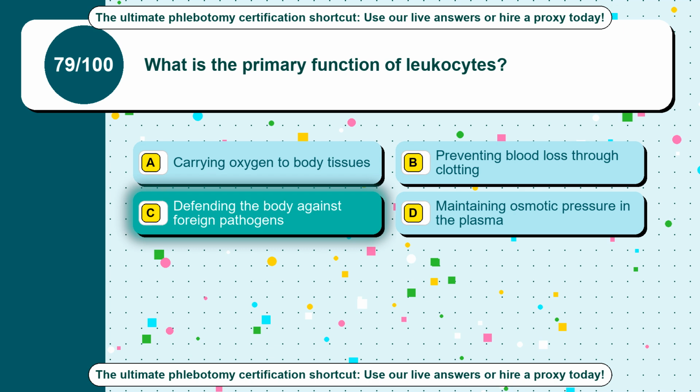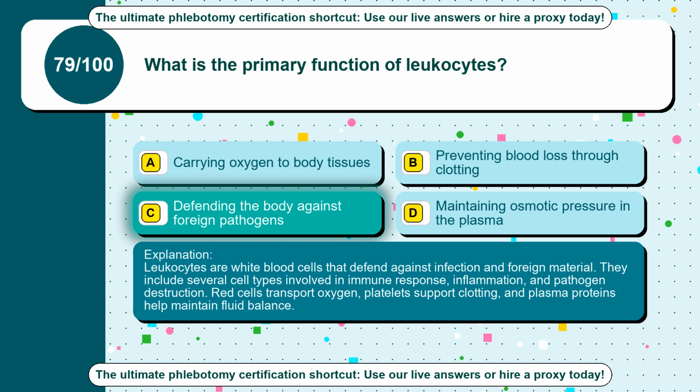The correct answer is option C, defending the body against foreign pathogens. Leukocytes are white blood cells that defend against infection and foreign material. They include several cell types involved in immune response, inflammation, and pathogen destruction. Red cells transport oxygen, platelets support clotting, and plasma proteins help maintain fluid balance.